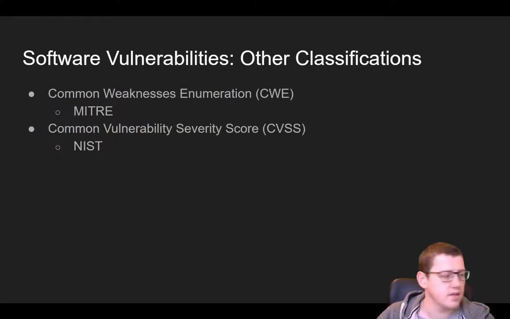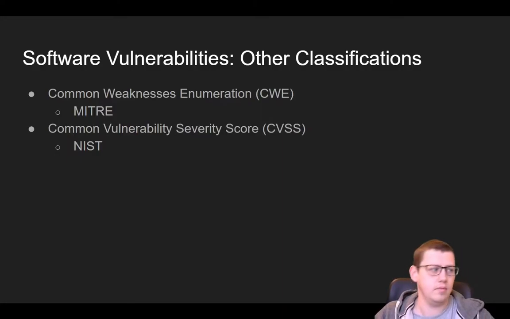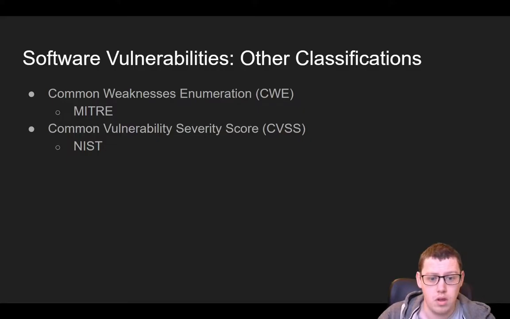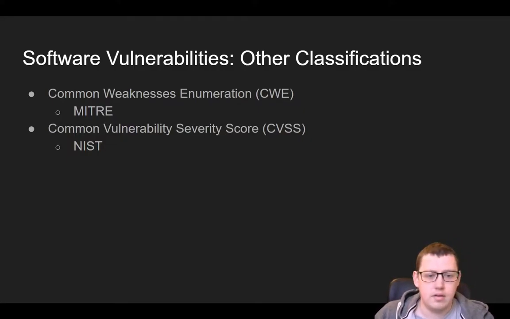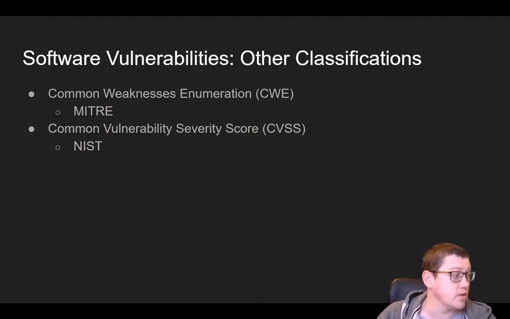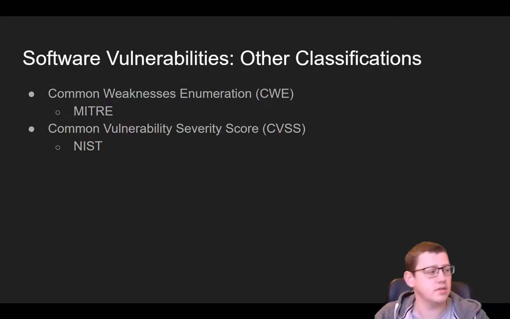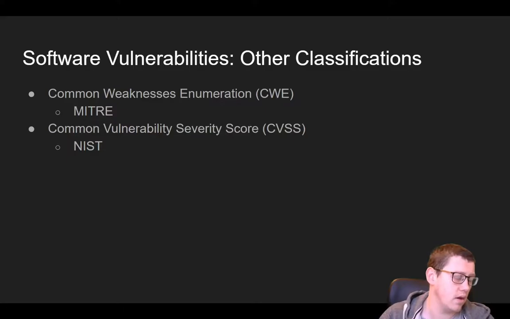Okay, so some of the classifications. There are two good ones that we're going to look at today. First off, MITRE has a way of classifying weaknesses in applications and systems, and they call it the Common Weakness Enumeration, the CWE.